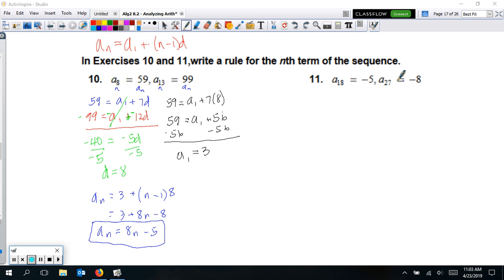Okay, so for number 11, I'm going to do it a little differently. I'm going to do it the way we've done these before when we talked about linear equations, and pretty much using y equals mx plus b for this one. So this one we can also do it this way.